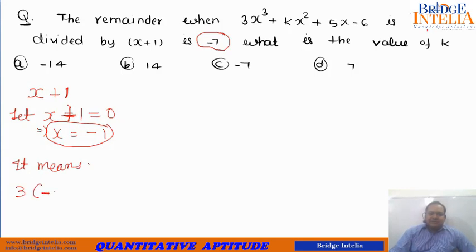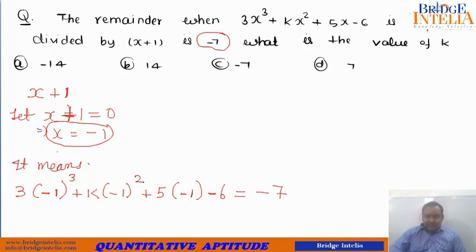So 3x cube. That means instead of x I am going to write the value of x as minus 1. So 3x cube will now be written as 3 into minus 1 to the power 3, plus kx square. So x is what? Minus 1. Kx square plus 5x. So x is what? Minus 1. Minus 6 must be equal to what? Minus 7, because the remainder is minus 7. So if you put x to be equal to minus 1, this should be the answer. So let us solve this.